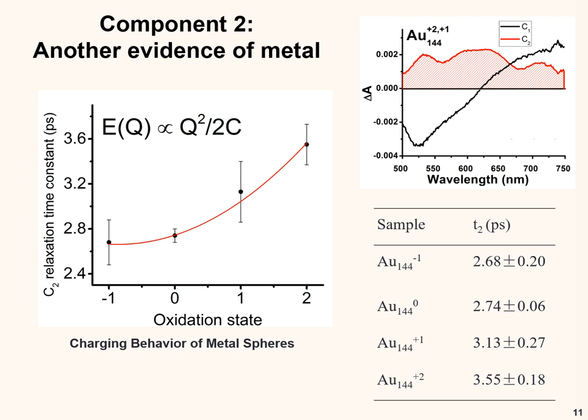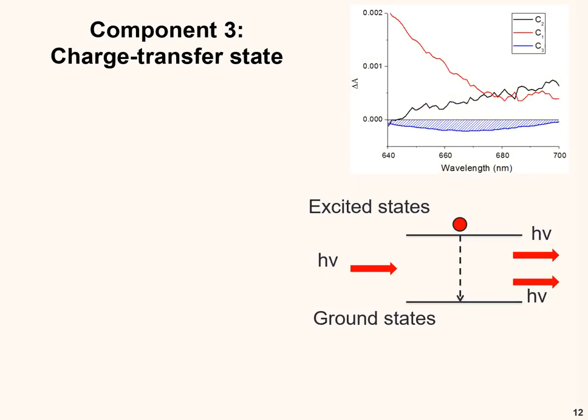In this case, our relaxation time between the excited states has similar behavior. This is providing very good evidence of the metal behaviors, but component 3 is telling us a different story. We found some molecular behaviors. For example, component 3 is very weak, but has a negative peak around 670 nanometers.